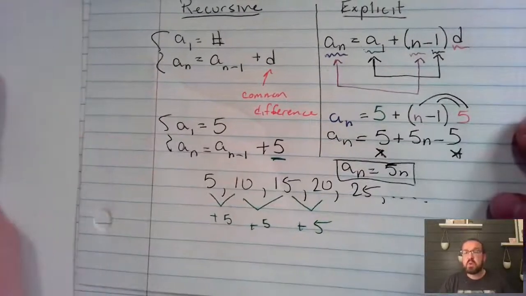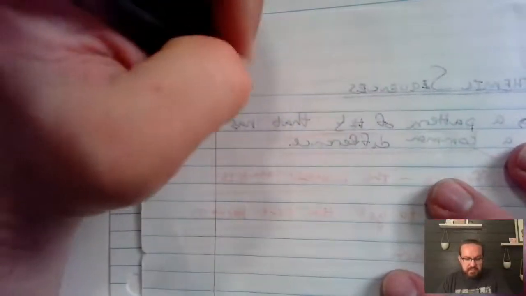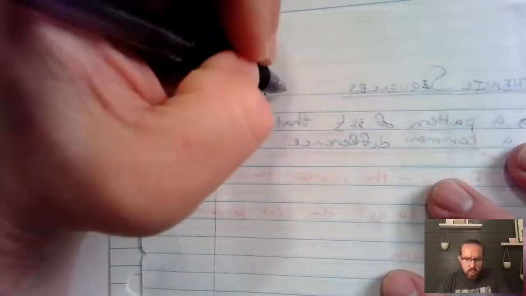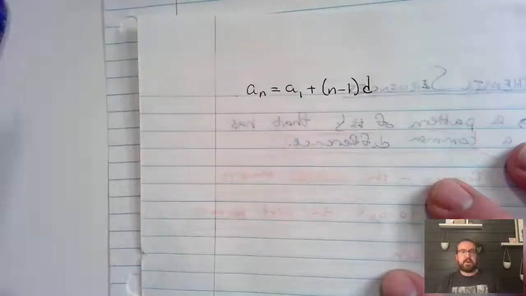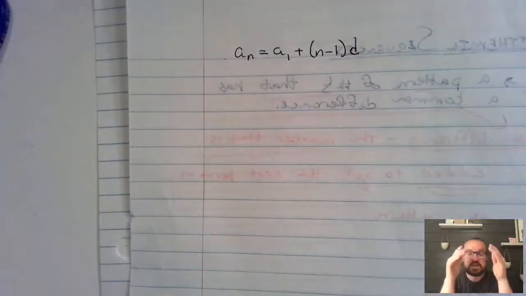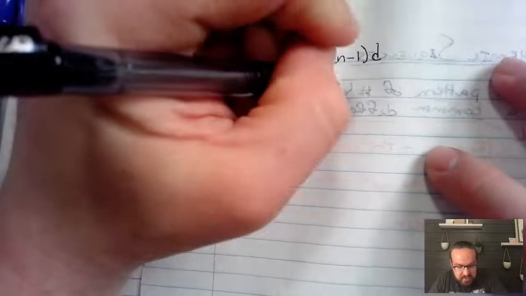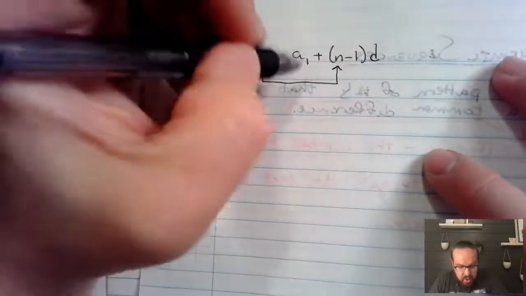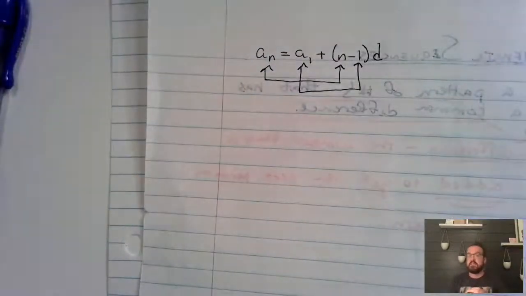Let's do some more work with this explicit idea. All right. So again, let's just write the formula down so we don't have to go back and revisit it. But the formula was a sub n equals a sub 1 plus the quantity of n minus 1 times d. All right. Now, again, I was telling you guys that these two terms right here, they have a special connection along with these two. So I'm going to give us a couple different scenarios in which we might see, and let's see what happens here.